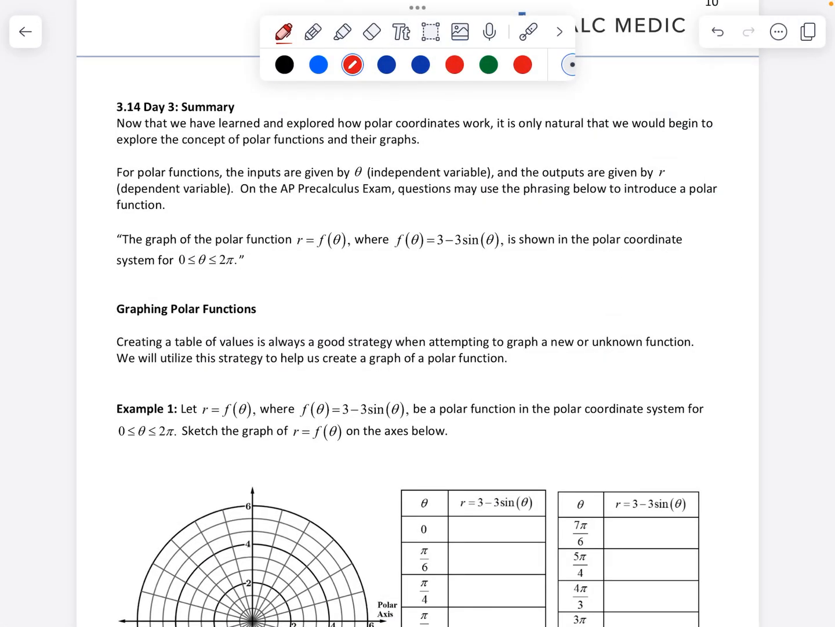So over the past couple of days, you've looked at graphs of polar functions. So today we're going to kind of summarize all of that. So again, for polar functions, just as a reminder, the inputs are our angle and the outputs are our radius.